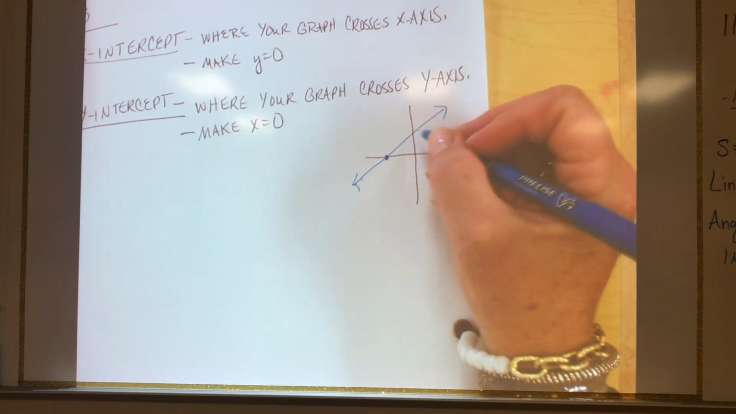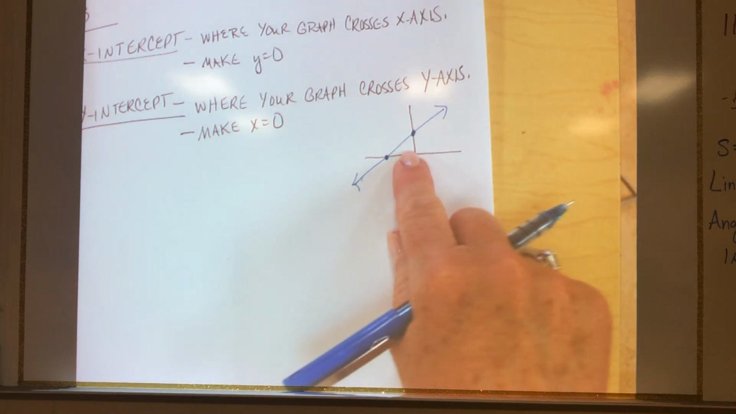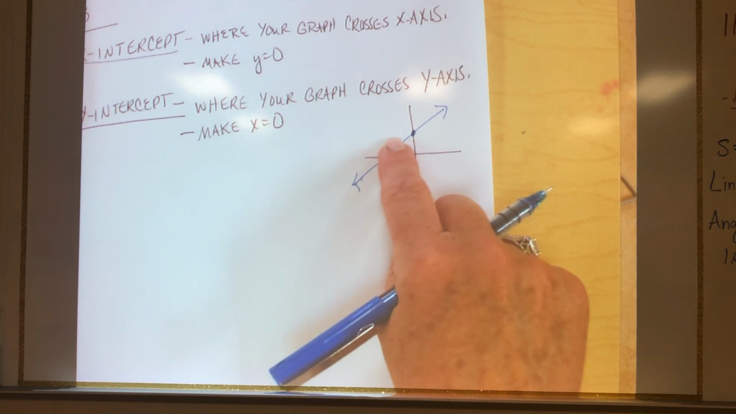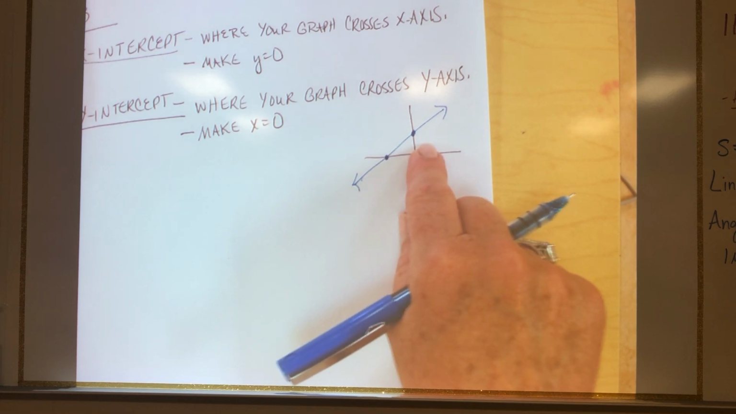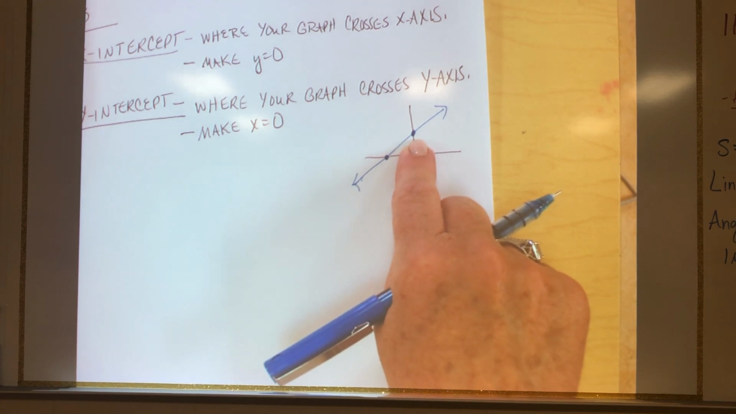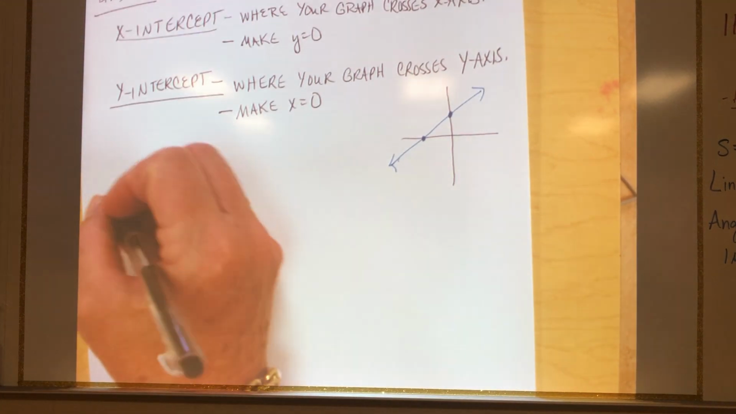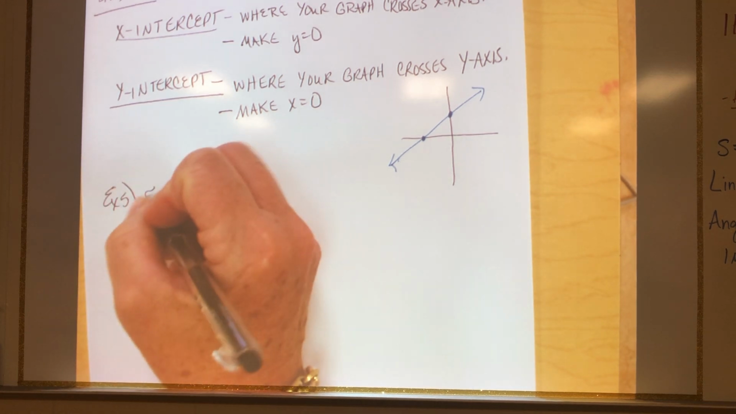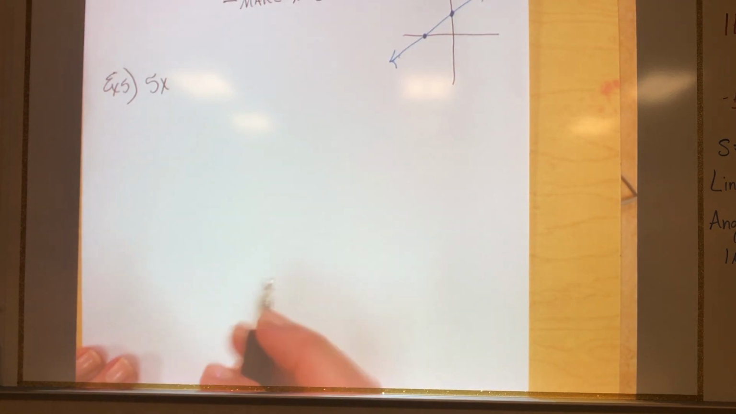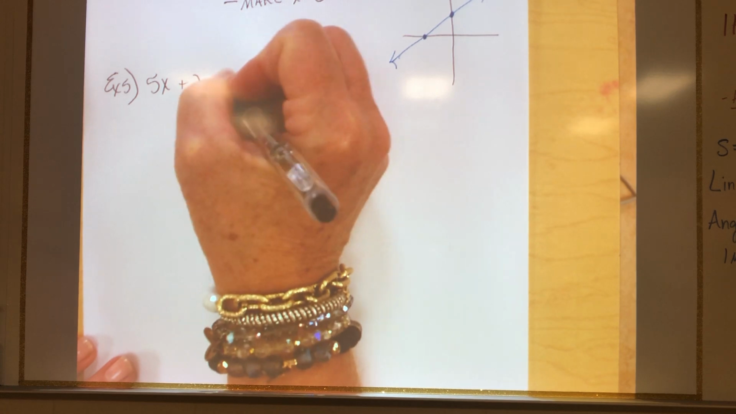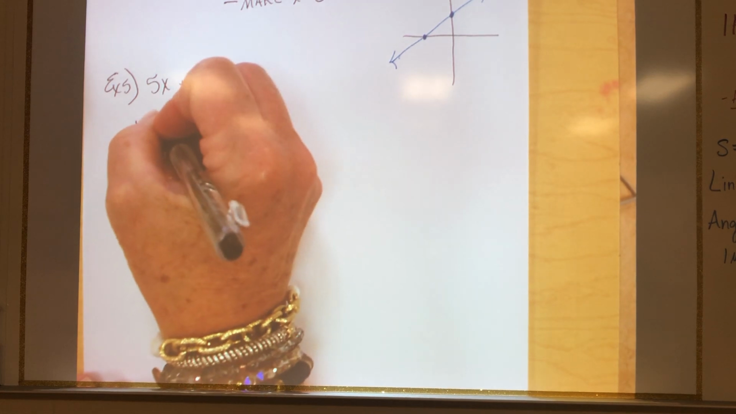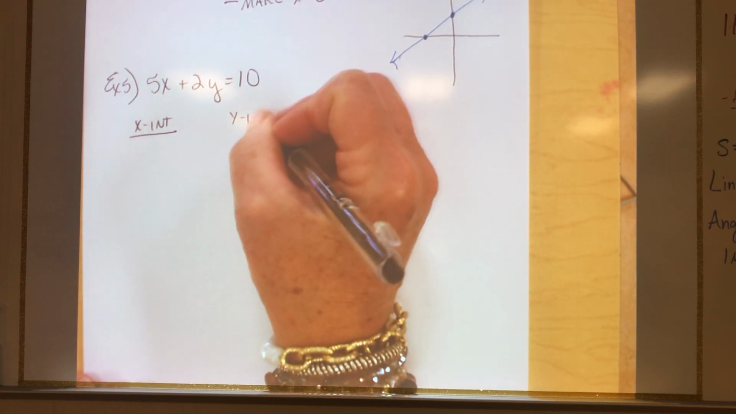So, look, if you looked over here on the y-axis, in order for that point to be on the y-axis, your x value has to be 0. You can't go left or right any, or you'd be off the y-axis. Okay, so let's say we have a problem like this. Example 5. I'm going to make my problem really nice and pretty. 5x plus 2y is equal to 10. I'm going to find an x-intercept and a y-intercept.